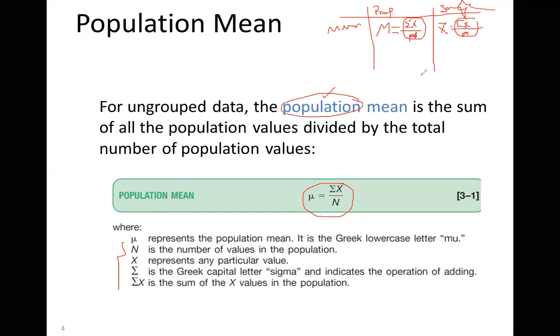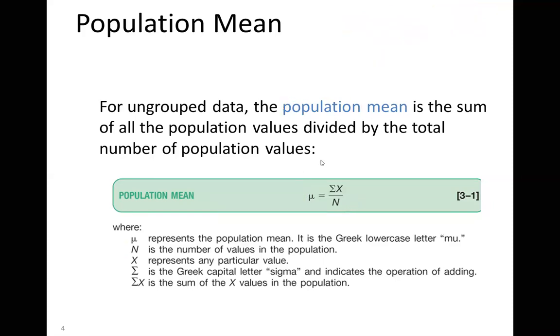Just very simply, the difference between mu and x bar: both are the mean. One of them is calculated from population data, which is mu, and the second one is calculated from sample data, which is x bar. So just to be simplified and without any confusion on that point.